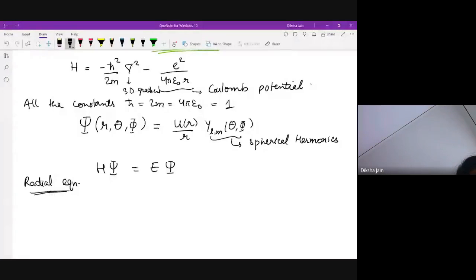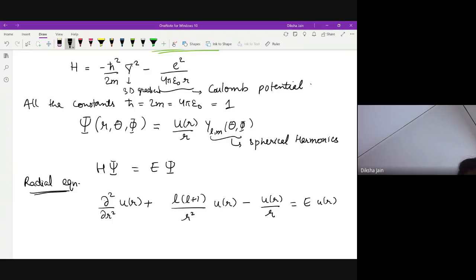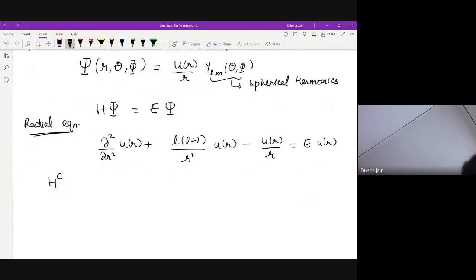You will get del square by del r square. I am putting all the constants to 1. So u of r plus L into L plus 1 over r square u of r minus u of r over r is equal to e times u of r. So this term is h of psi times e of psi. So your Hamiltonian, I call it the Coulomb Hamiltonian at level L, because it depends on the L quantum number, is given by.